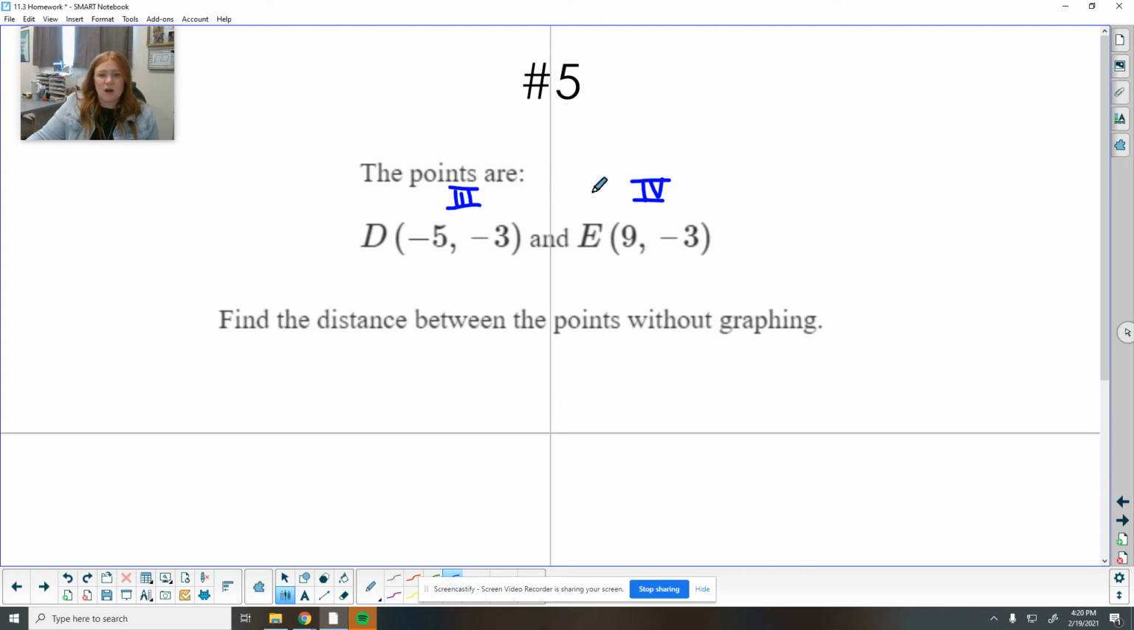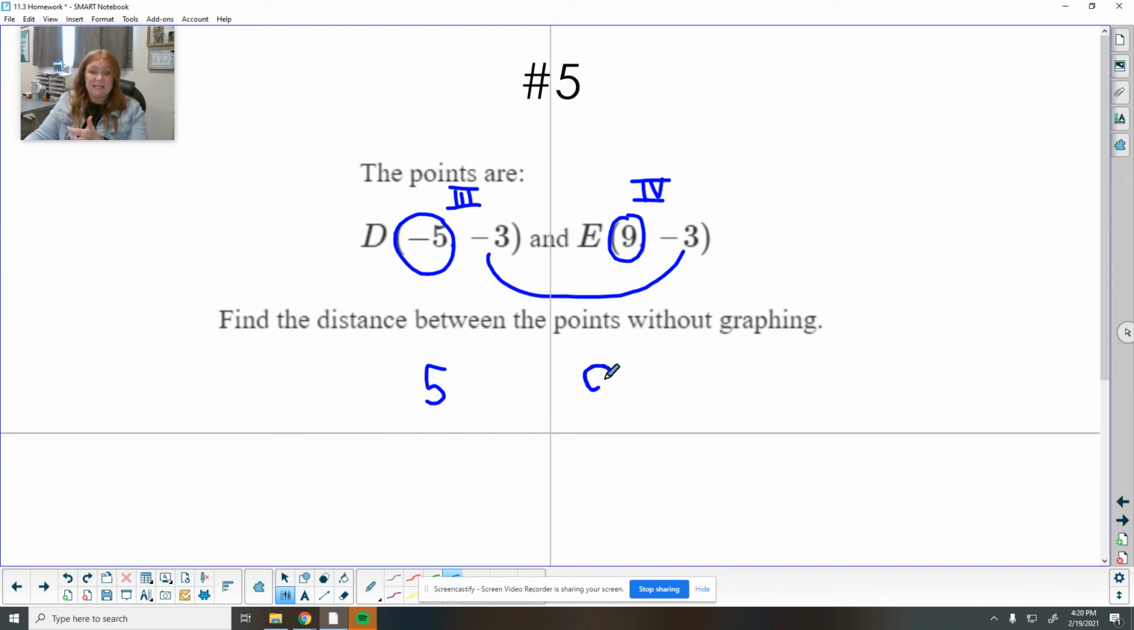So these are across from each other, and I notice they both have -3 down. They went the same amount down below that x. So we want to look at our x numbers and see what the absolute value is. To get from 0 to -5, how much distance is that? That's 5. And the distance to get from 0 to 9 is 9.